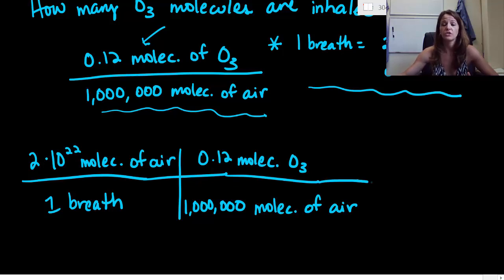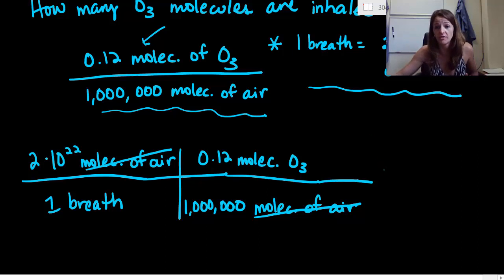So now what we can do is try to cross out any of our units that are equivalent. Molecules of air is on the top here, and molecules of air is on the bottom there. So those two can cross out. Now what we're left with is molecules of ozone over one breath, which is what we're actually trying to solve for. So we're ready to go. We can just type this in the calculator.